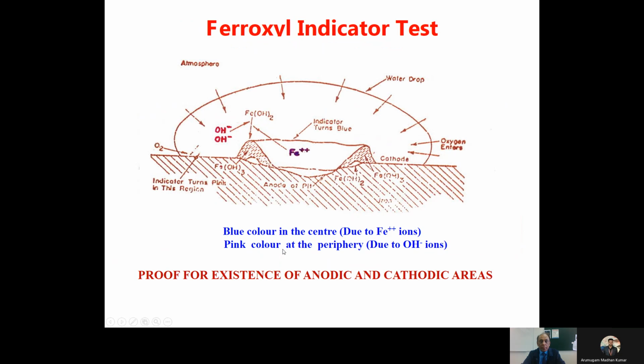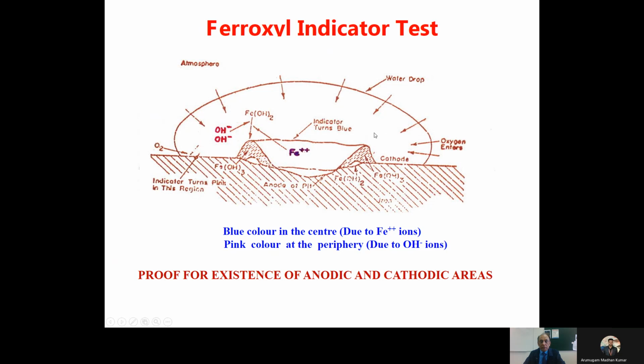We can easily find out the existence of anodic and cathodic areas on the metal surface using ferroxyl indicator. When a drop of electrolyte is placed on the metal, Fe2+ ions are formed. They will react with ferricyanide and blue color will appear in the center, and at the periphery oxygen reduction will take place. So hydroxide ions form, and this hydroxide ion will react with the phenolphthalein and pink color will appear.